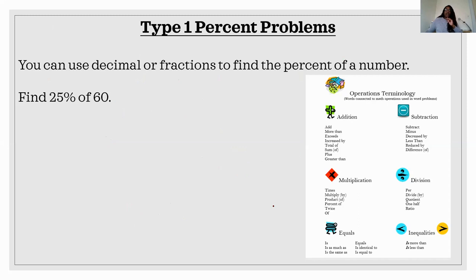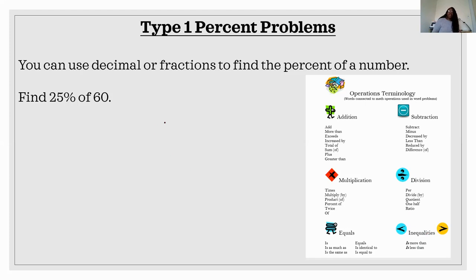So now you can use your decimals or fractions to find the percent of numbers, but I want to keep this simple. In the beginning of the school year, I usually give my students this form, operations of terminology. Basically, what words go with what operations? These words for addition, subtraction, multiplication, division, equals, and inequalities can play into any word problem whatsoever. These are just generally the most popular ones, but there's definitely more, okay?